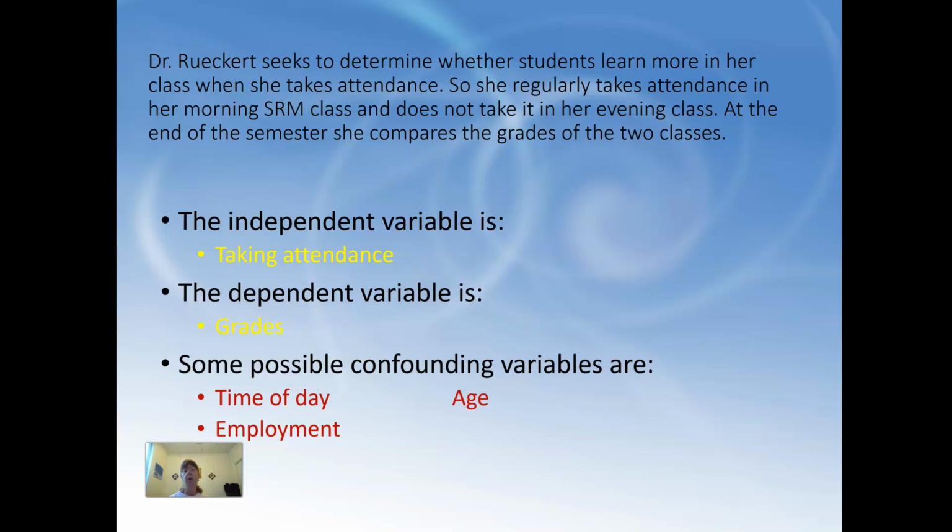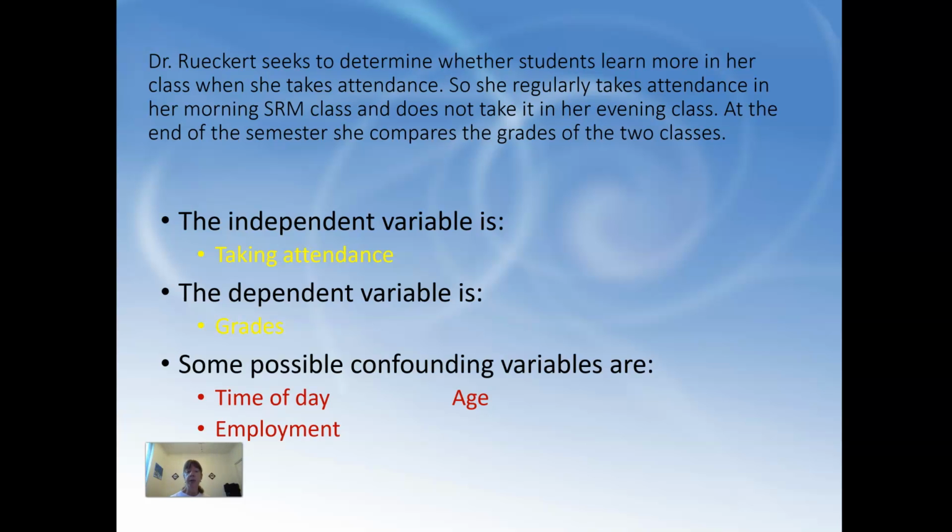So a few plausible ones that I thought of are obviously time of day. You know, maybe people just learn better in the morning than in the evening. So I might find that my daytime class where I take attendance gets higher grades than my evening class where I didn't take attendance, not because of the attendance, but because of the time of day. So that would be a confounding variable.